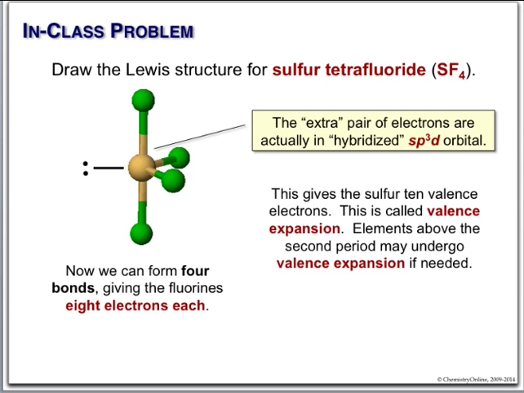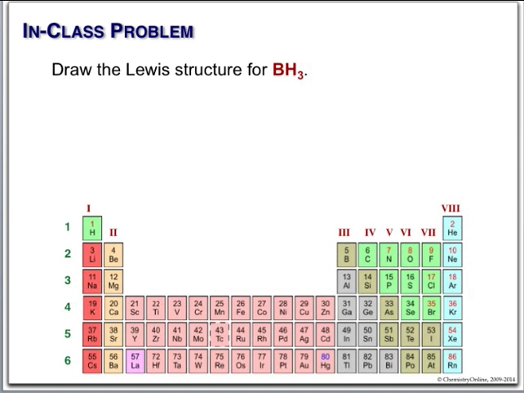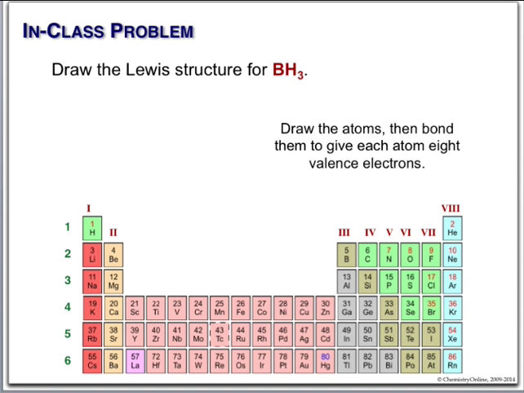Let's do another one that's not quite so exotic. Boron trihydride. Boron is a nonmetal. Hydrogen's a nonmetal, so this is covalent. Boron lives here in group 3. So go ahead and set this up. Boron in the middle, 3 hydrogens around it.